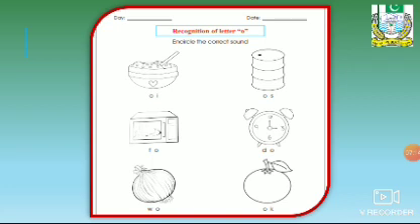This page is homework for you. So you can do this page as this week's homework. You will circle the sound O and you can color these images. You can do different types of colors, nice coloring. So this is homework page.